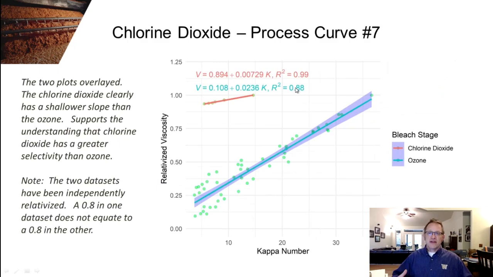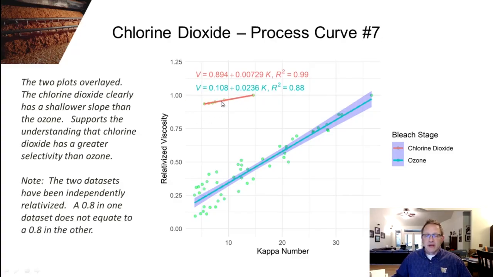So now if I overlay these two plots, it gives you kind of a better visual of what's actually happening. And so if you look here, here's the ozone stage. Now you can see that there's a pretty significant change in viscosity relative to the drop in the D1 stage here. And this supports the conjecture or the statements that we've made in the past, where your chlorine dioxide is a much more selective stage, as well as is a lot less harsher for the same amount of work. Okay.